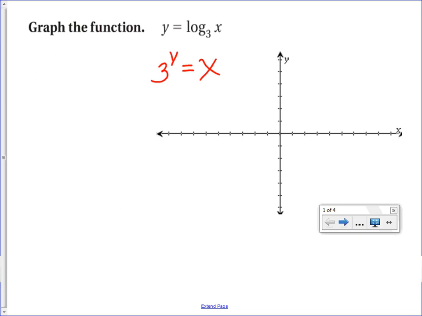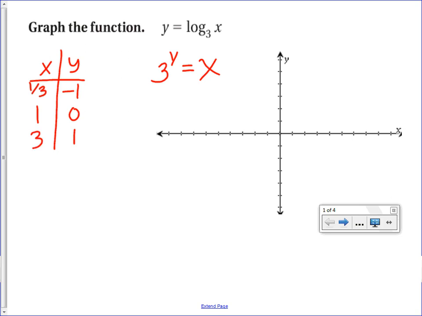So to make our table here, instead of filling in our normal x values for x, we fill those normal values in for y, because we're doing the inverse here. We want to fill those in as the exponent, and then figure out what it equals. So we want to do 3 to the negative 1 power, and determine that x is 1/3. 3 to the 0 power, and determine that x is 1 here. And 3 to the first power, to determine that x is 3 here.